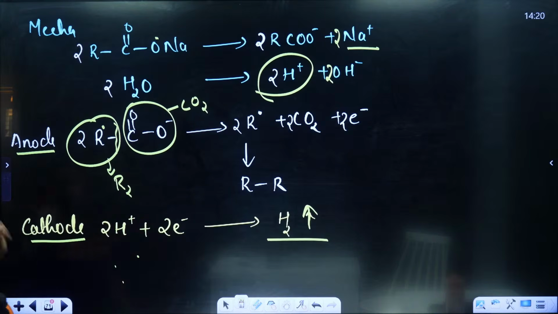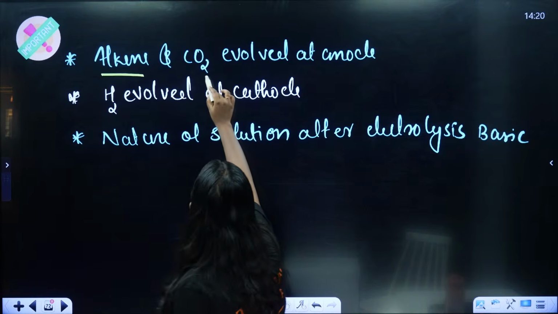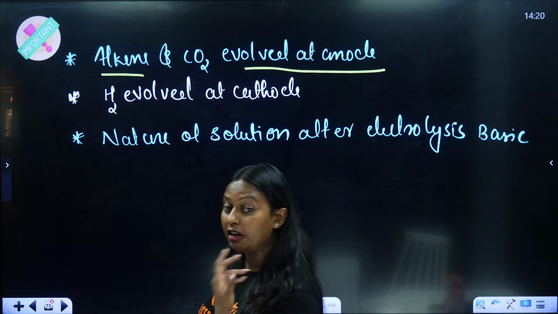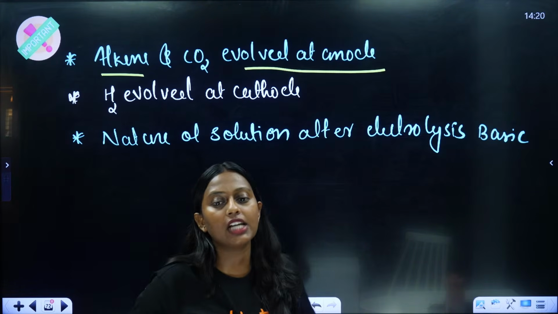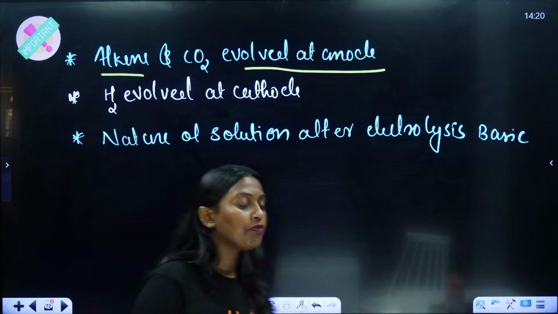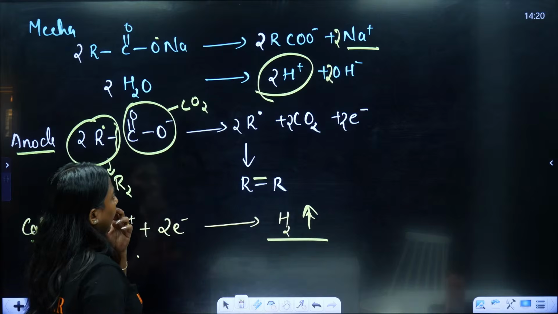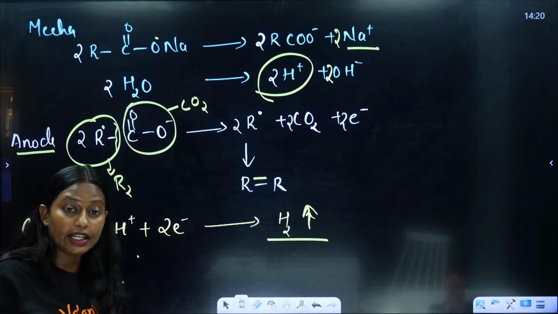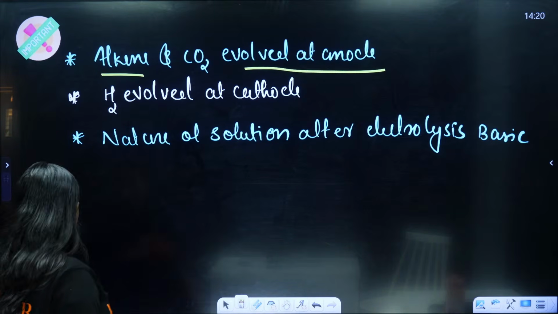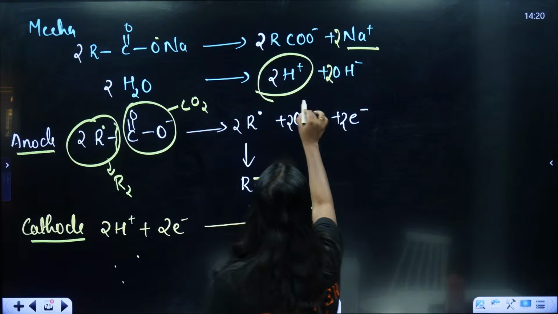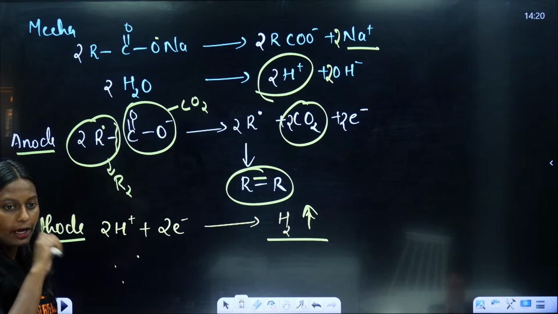The hydrogen gas will evolve at the cathode only. Next is alkene. CO2 is evolved at the anode. They will ask what things you can see at the anode. The product formed at the anode is alkene. So alkene will form at the anode, and at the anode CO2 evolves and alkene forms. Okay, clear? I hope it's clear.